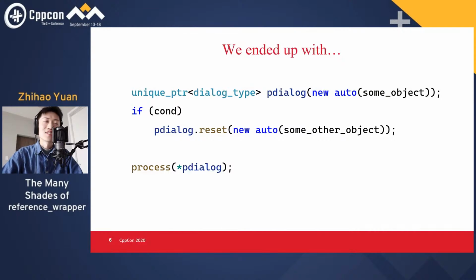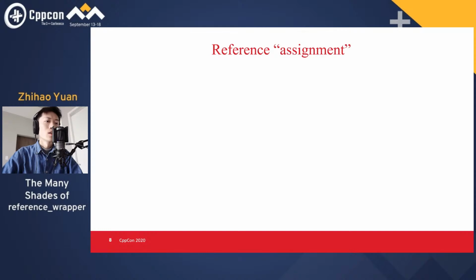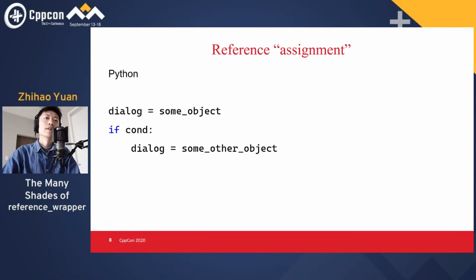I saw that in some production code. I can't say that it doesn't work. It works and it's modern, but so let's look back a little bit. When talking about reference assignment, what do we really mean? In Python, every time you see an assignment operator, it binds some object to the variable.